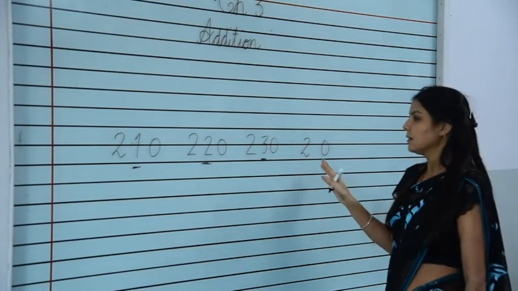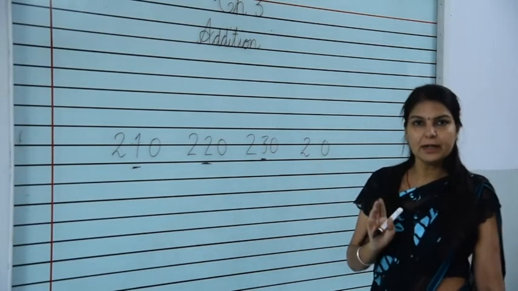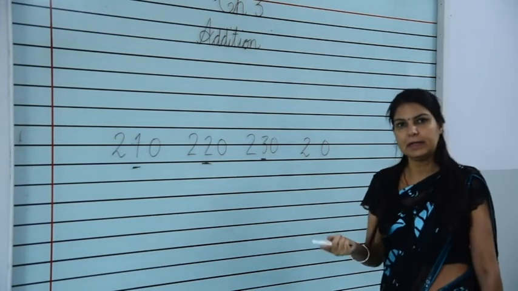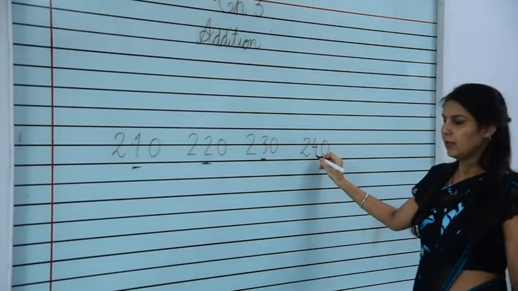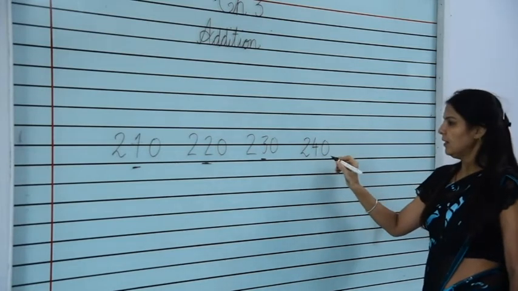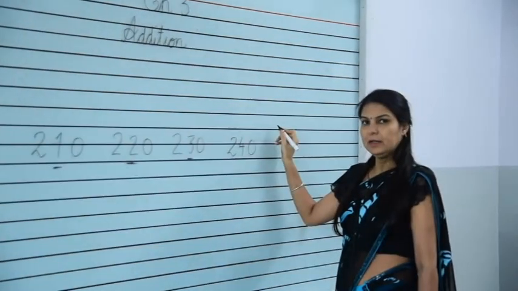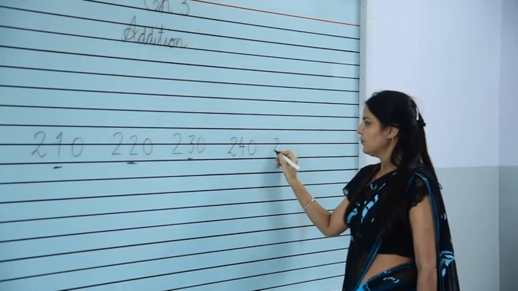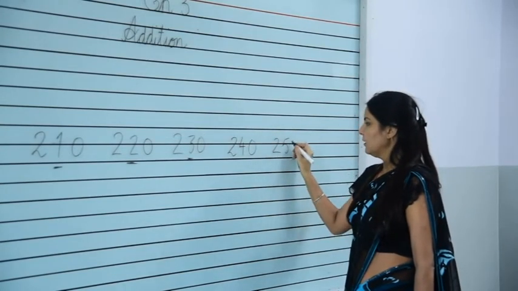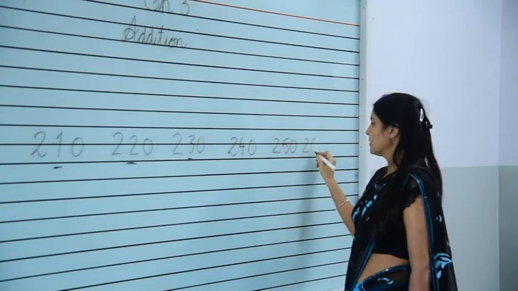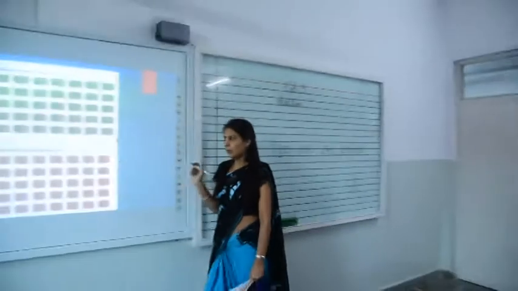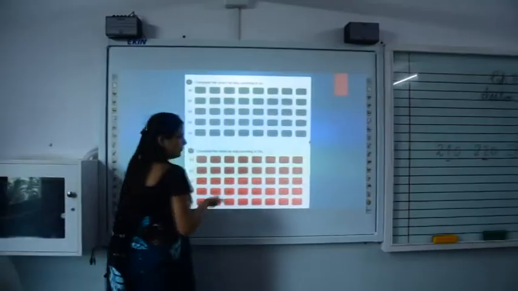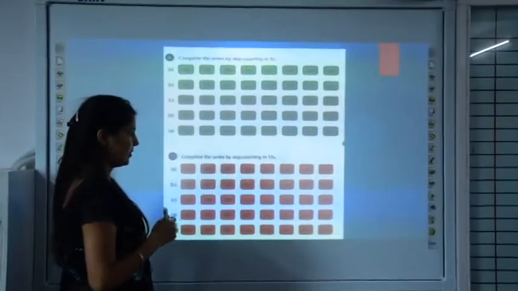Because we are writing skip counting by tens. So what we will write here? 240. After 240 we will move forward 1. After 4 it will become 250, then 260. I hope you have understood. Now you can do the rest of the sums yourself.